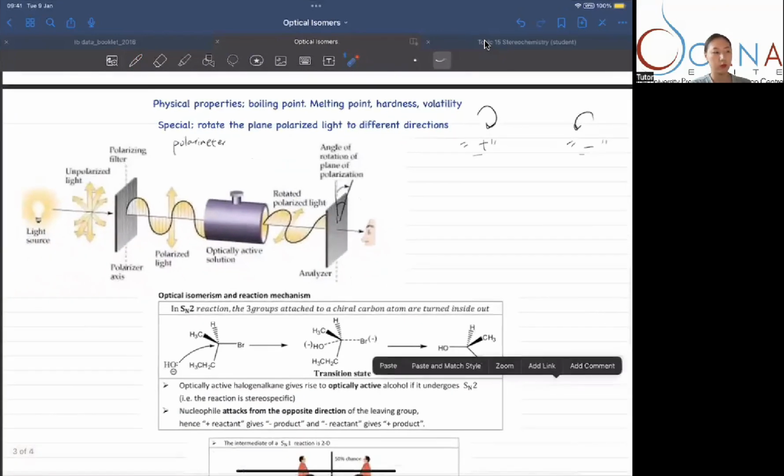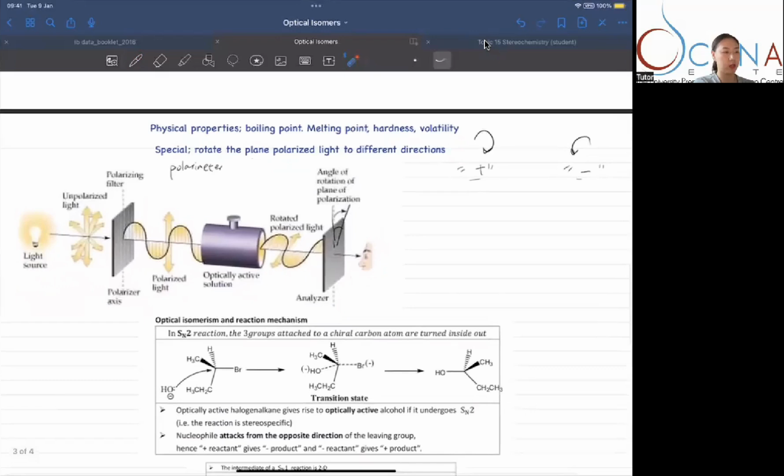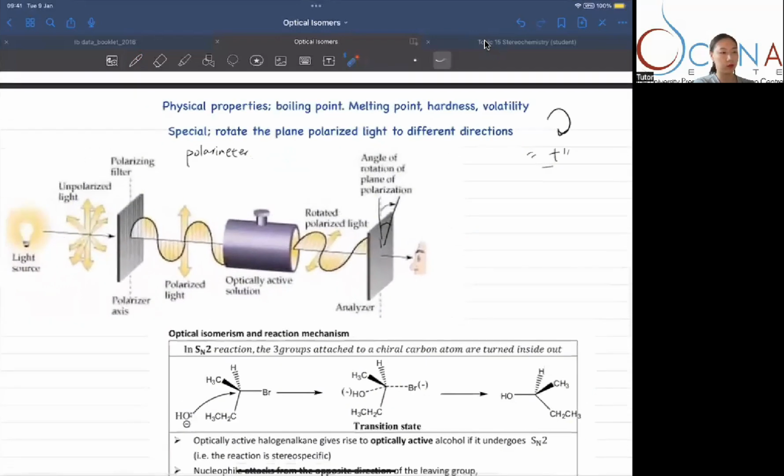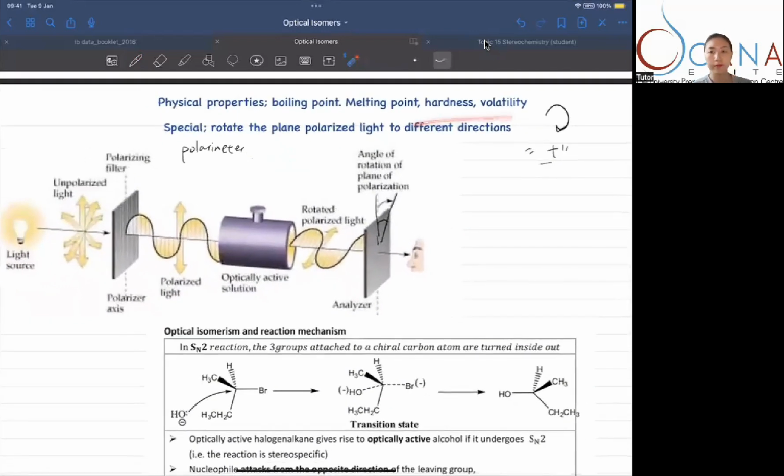Usually when we think about physical properties, we talk about boiling point, melting point, hardness, volatility, etc. For optical isomers, they should be very similar in these physical properties because they have exactly the same structure and functional groups. However, a very important characterization technique to identify two optical isomers is that they rotate plane polarized light in different directions.